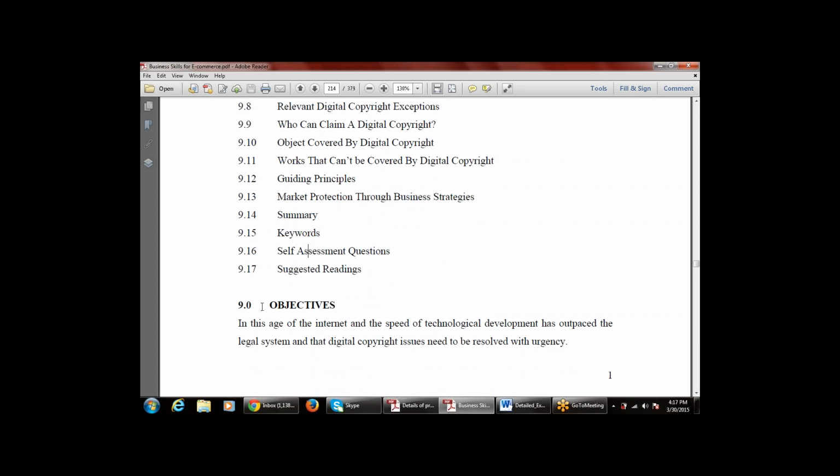First of all, let's start with the first topic, the objectives. This says that in this age of the internet, the speed of technological development has outpaced the legal systems, and digital copyright issues need to be resolved with urgency. So that is the main objective of digital copyright: with the advancement of technological development outpacing the legal systems, digital copyright needs to be resolved with urgency.